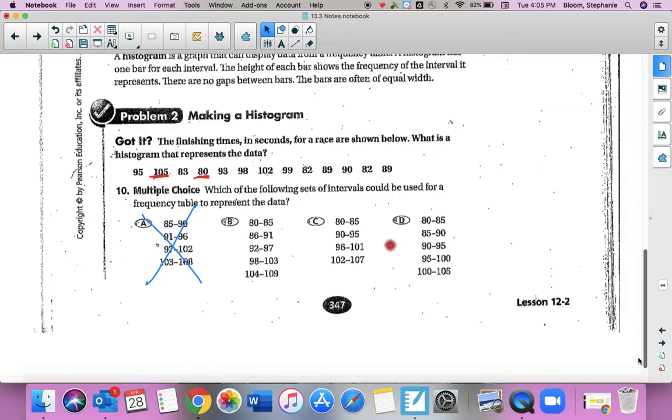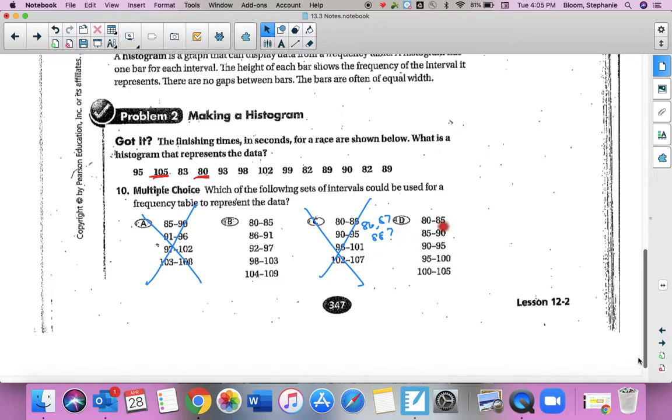Now, next thing, remember that there can't be any gaps. So I want to point something out to you. If you look here, if I go from 85 to 90, do I have a gap in between those intervals? Yeah, because where are 86, 87, and 88? Where would those go if they were on there, right? So C cannot work, okay? Now let's look at D. The issue with D, I see 85 and then I see 85 again. And that's a problem because that is an overlap, right?